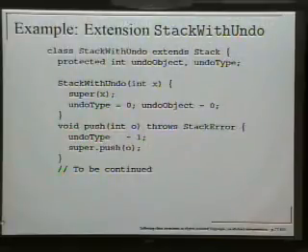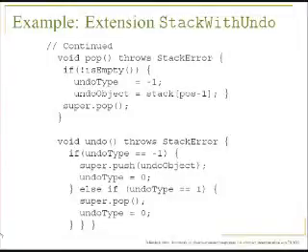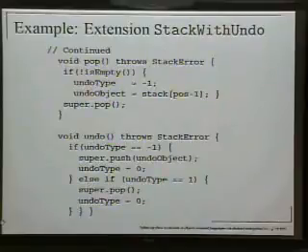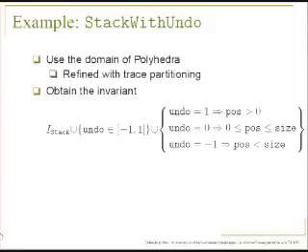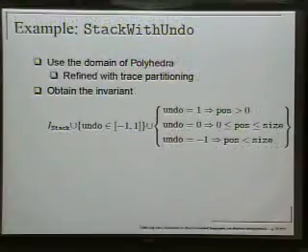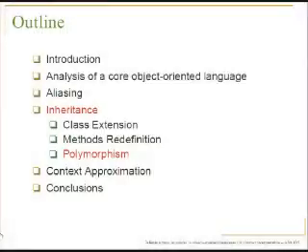Then, in the extension, where we have some invocations to methods, we have some up calls in the example. Here, not up call and up call. Using what I said before, and using the domain of polyhedra and the refinement of the execution with trace partitioning, we can obtain a significant invariant in which the invariant of the parent is false, the value of undo is between -1 and 1, and then depending on the value of undo, the position of the head of the stack may change.